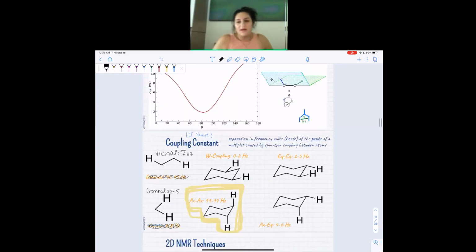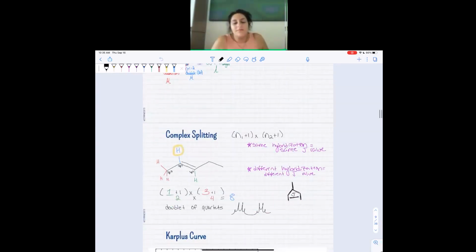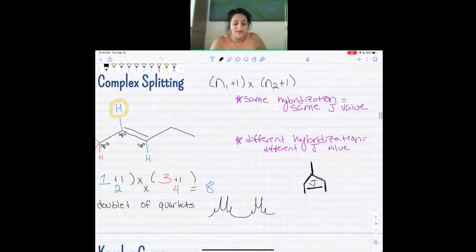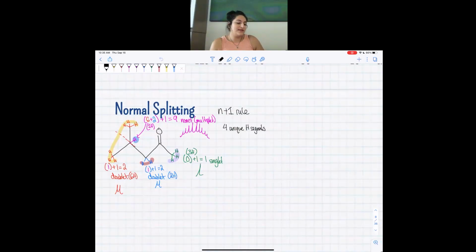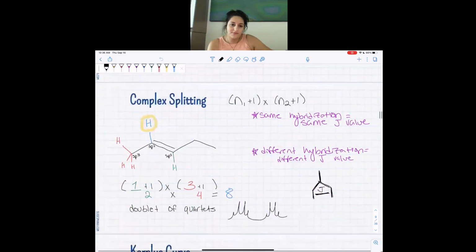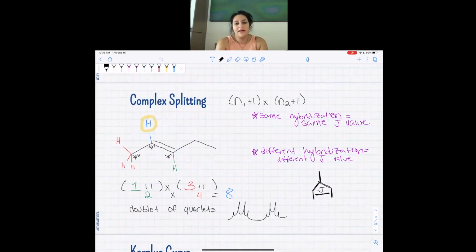Okay, complex splitting. Very quickly before we talk about complex splitting, let's look at how normal splitting works. Normal splitting happens when a hydrogen only has neighbors that have the same hybridization as it does. And so we use the N plus one rule and everyone's happy, right? Complex splitting, however, is when we have different hybridizations present, which means we have different J values present. And what the heck is a J value?